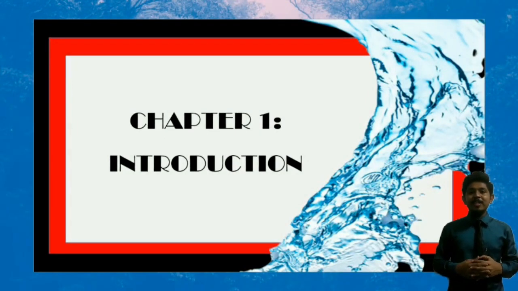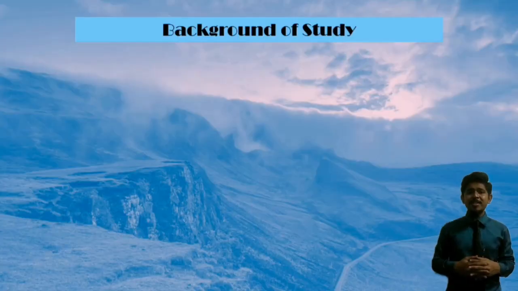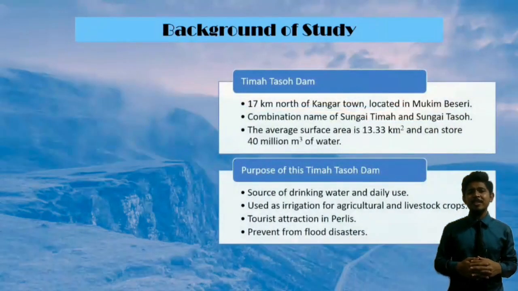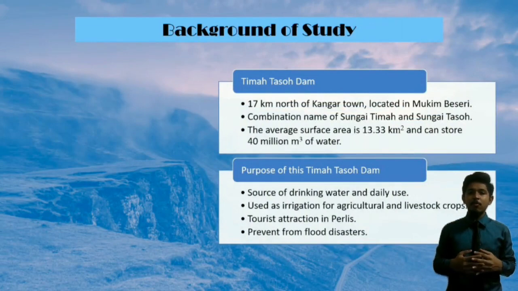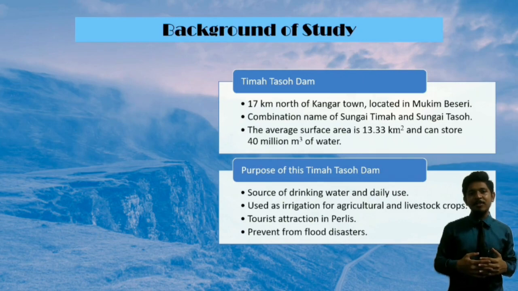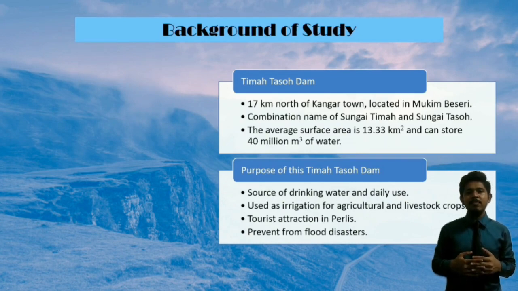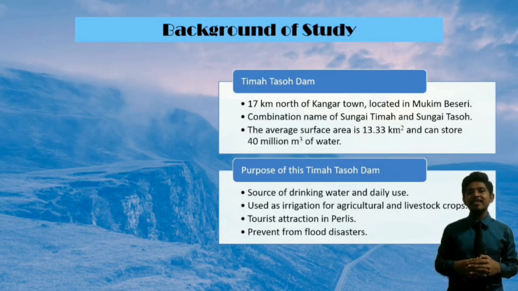Okay, so we start with the first part today, which is Chapter 1, introduction. So what is the Mata Sodam? The Mata Sodam is a dam area for water reservoirs. As you can see, the Mata Sodam is located in Mukim Beseri, 17 km north of Kangar. It got its name from two rivers, Sungai Timah and Sungai Tasok. The average surface area is 13.33 km squared and it can store water with a capacity of up to 40 million meter cubed of water.